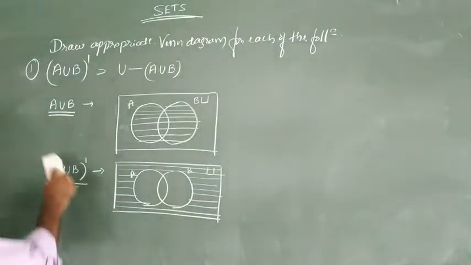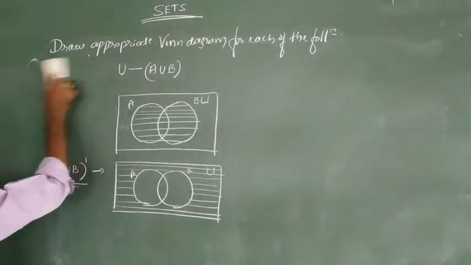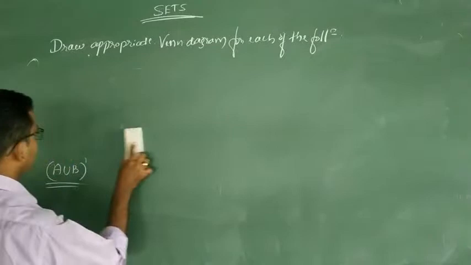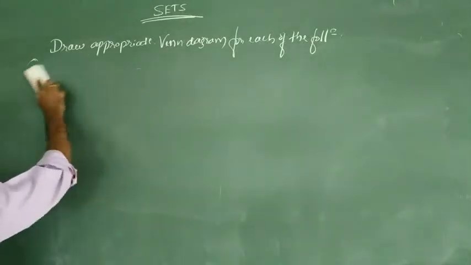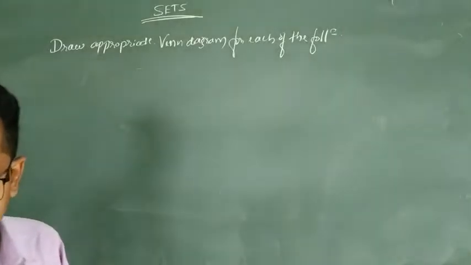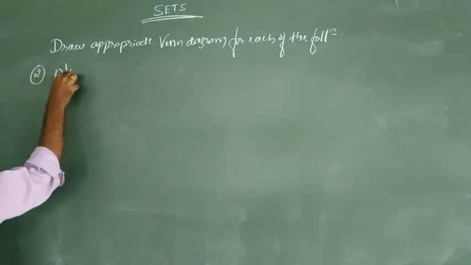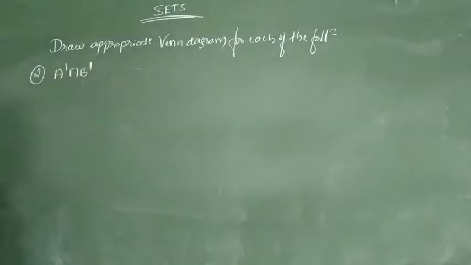The next one, the second one. So you have to pause the video and note down the notes, and along with the video you must give the attendance compulsorily. The second one: A dash intersection B dash.